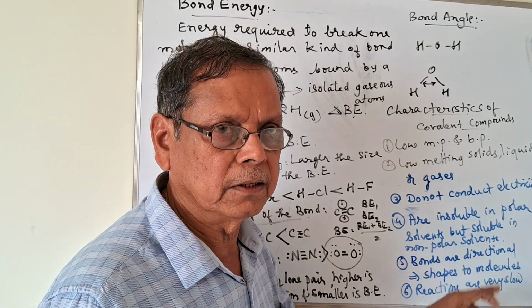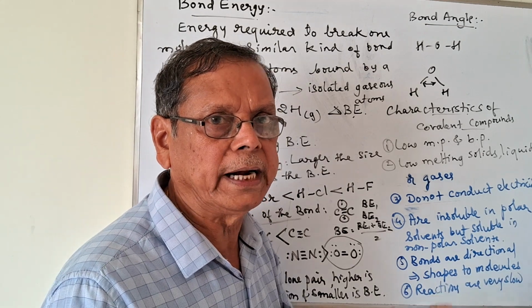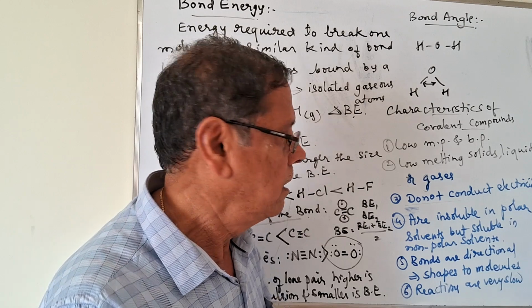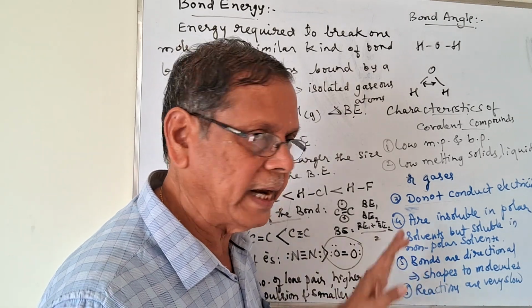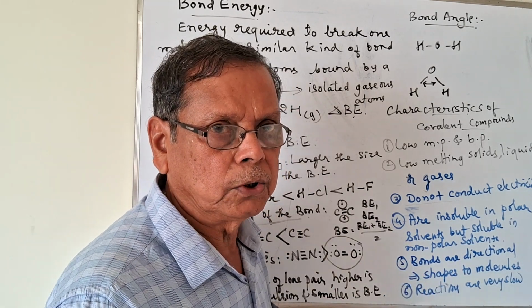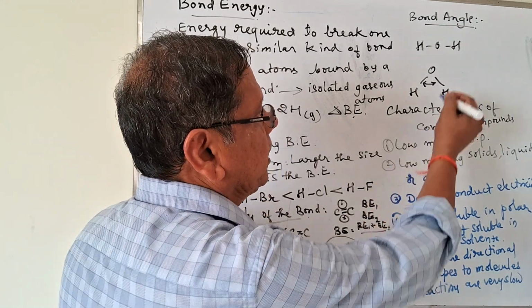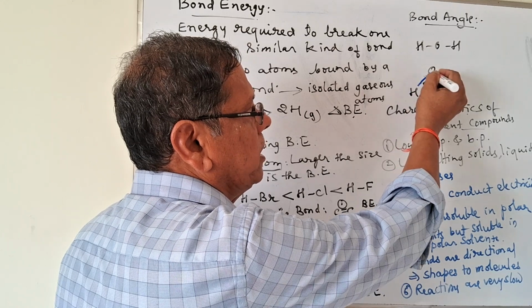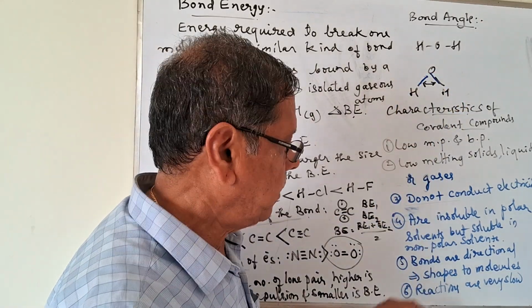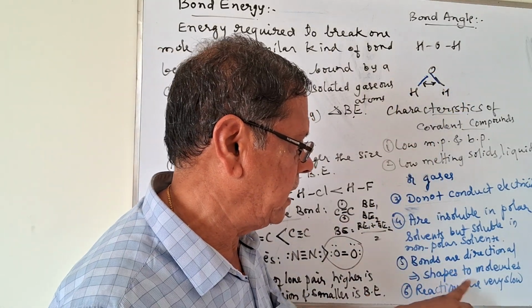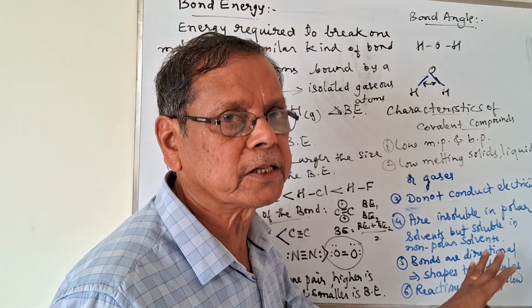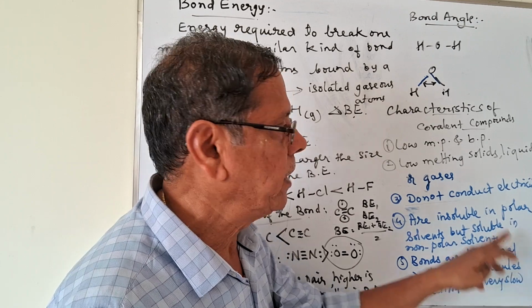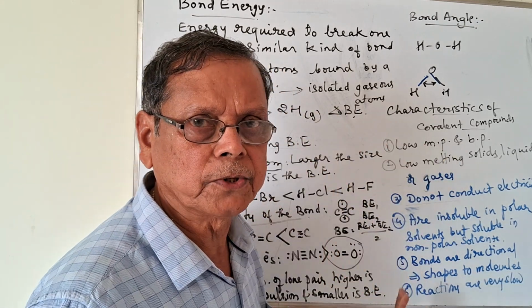Bonds are directional. In case of the ionic compounds, we don't write the directions, but in case of the covalent molecules, we write the directions between the two atoms. Suppose you take this water molecule, it is a covalent molecule. We write the bond. This bond is directional. That's why these bonds give the definite shapes to the molecules. And the reactions are very, very slow as compared to the ionic compounds.